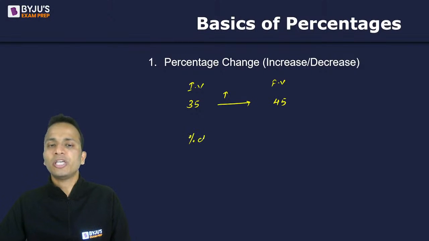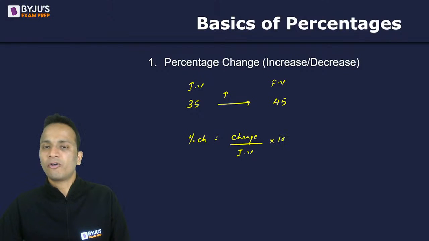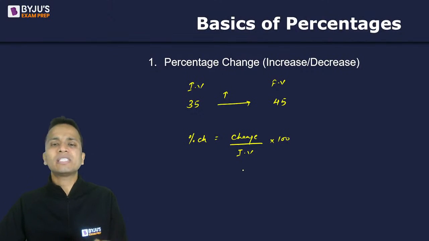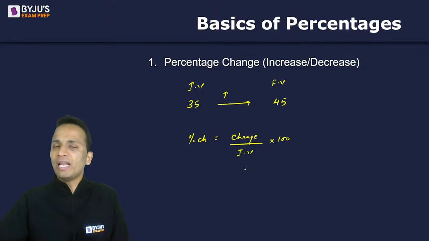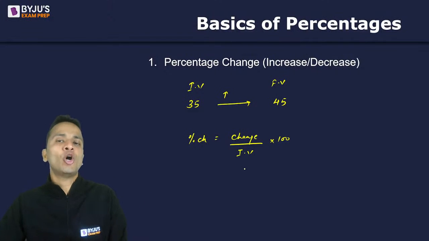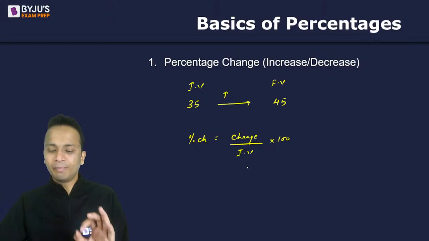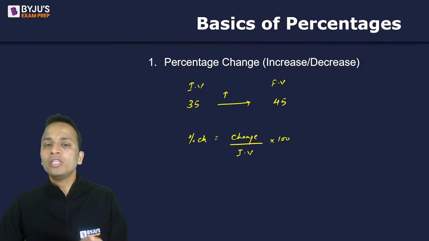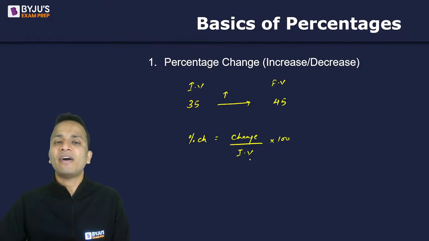So percentage change is equal to the change in value divided by the initial value multiplied by 100. So remember that the percentage change is always calculated on the initial value, never calculated on the final value. All right, I'll repeat this thing. The percentage change is always calculated on the initial value as the base. It is never calculated on the final value.